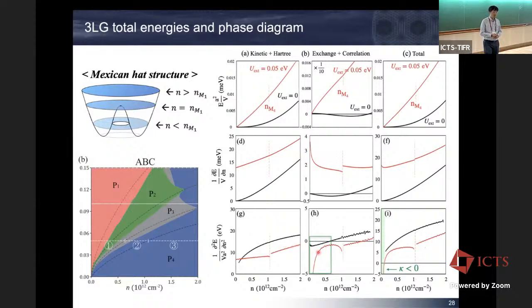And here, I just want to show that when you go from the black to red, the black is without electric field, and the red lines represent the electric field. So you see that you get very quickly a negative compressibility as soon as we apply an electric field for sufficiently low electron doping, and that is shown here in this figure on the right.